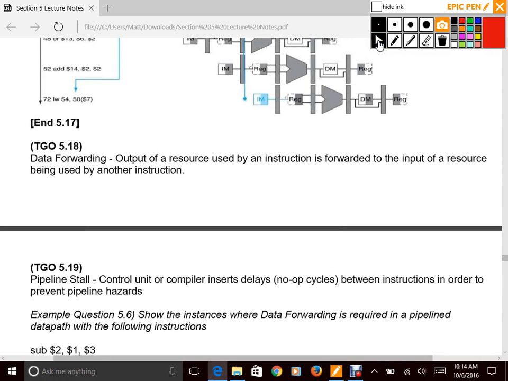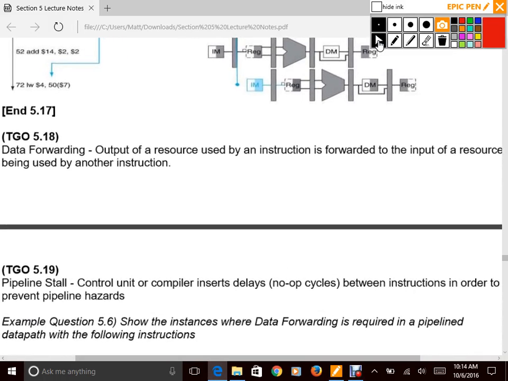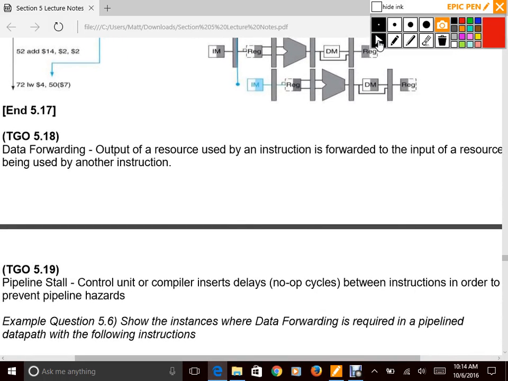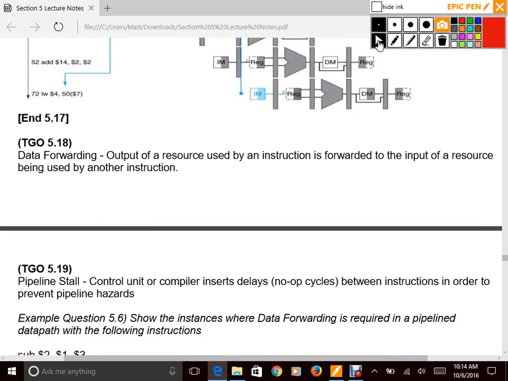The other thing we've been alluding to. So the two ways you can really get around these, other than splitting up the instruction memory and data memory, is data forwarding. Output of a resource used by instruction is forwarded to the input of a resource being used by another instruction. So in this case, you're either getting the value from the output of the ALU to the input of the ALU, right? So I'm calculating the next one. Or in the instance, if I have two before, I'm doing it from the buffer in between data memory and write back, correct? So you make those choices.